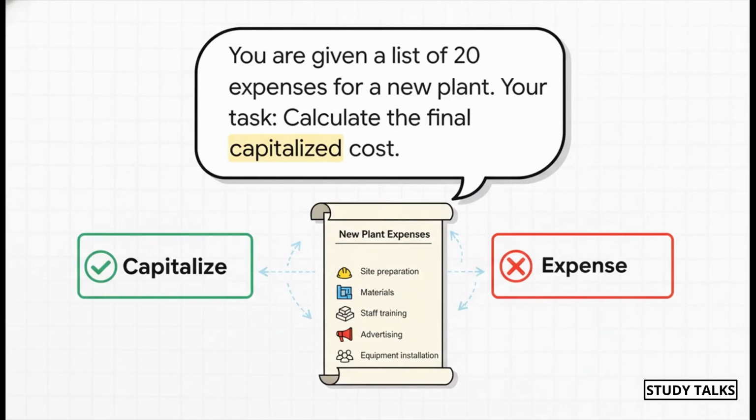Think about the typical exam question. The examiner just hands you this long, intimidating list of 20 different costs for a new plant. You've got site prep, architect fees, staff training, advertising, maybe even some early operating losses. Your job is to sift through all of that and calculate the final correct cost of the asset. Well, AS-10 is basically your rulebook for solving this exact puzzle, and today we're going to master it.